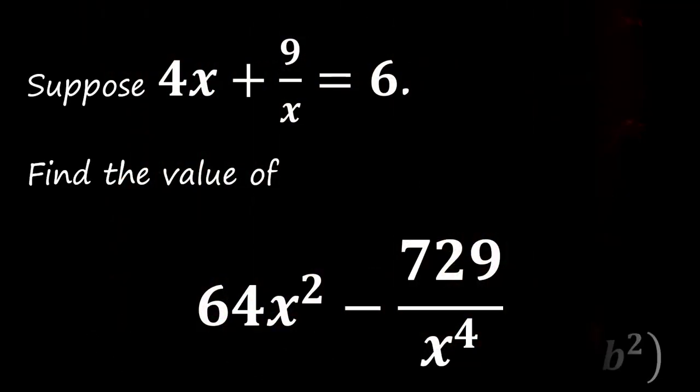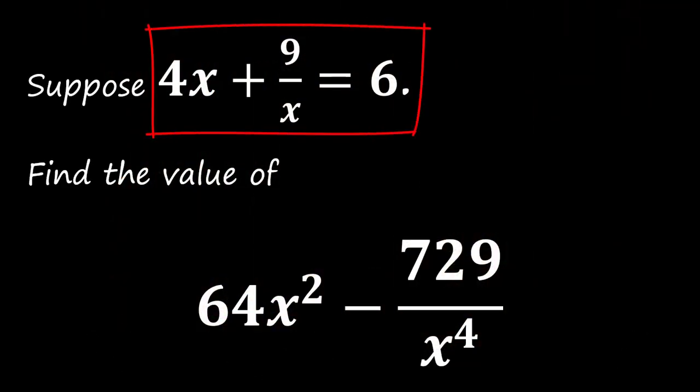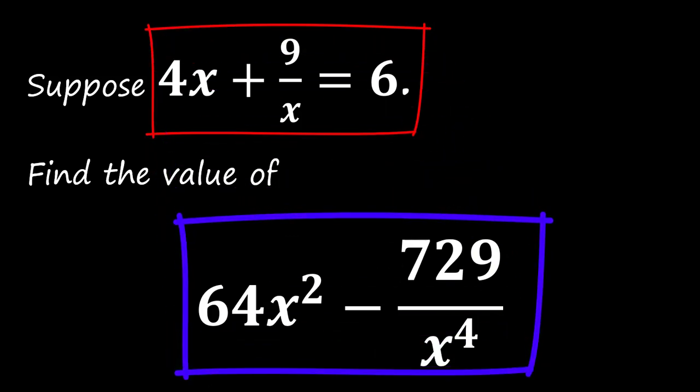Here is the problem. Suppose 4x plus 9 over x equals 6. Find the value of 64x squared minus 729 over x to the power 4.